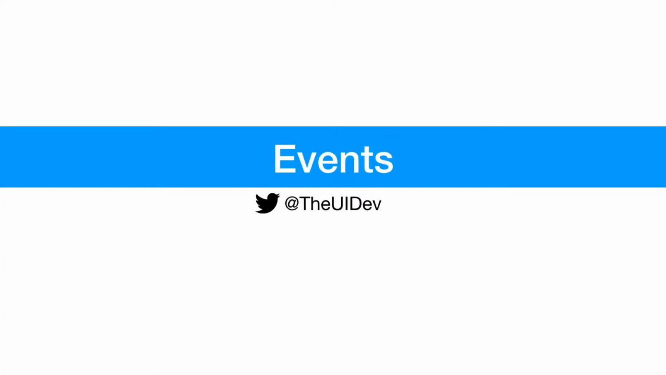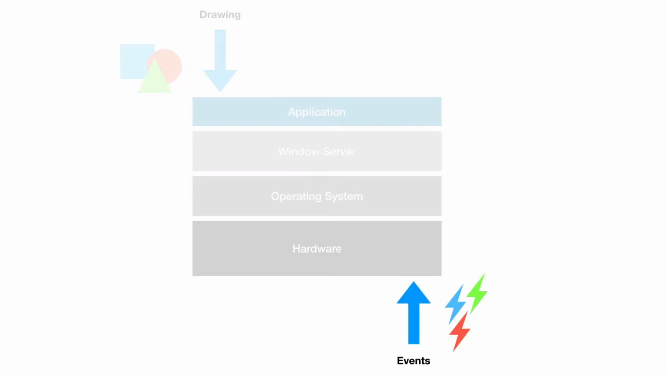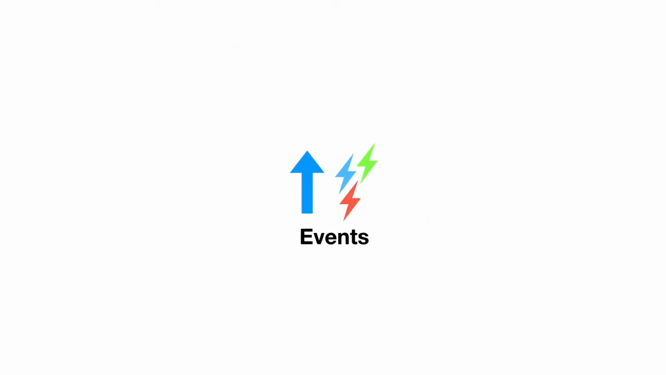Events. In the lesson on event loop, we saw how drawing and events were the two most important operations in the UI. In this lesson, we'll focus a little more on events. First, let's look at the flow of events within a system.